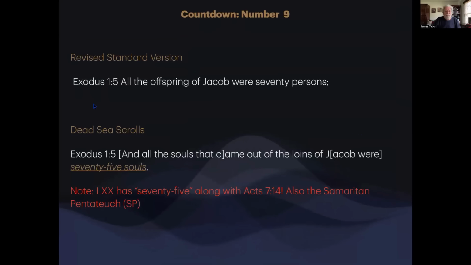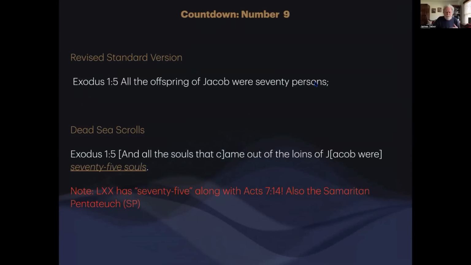This is a very simple one. It's still interesting. In the Revised Standard Version, again, that's the Masoretic text, Exodus talking about the children of Jacob, Abraham, Isaac, and Jacob, who went down to Egypt. And it says the offspring of Jacob were 70 persons. Okay. King James said 70 souls, but it means persons, of course. What does the Dead Sea Scrolls say? Exodus 1:5, and all the souls that came out of the loins of Jacob were 75 souls.